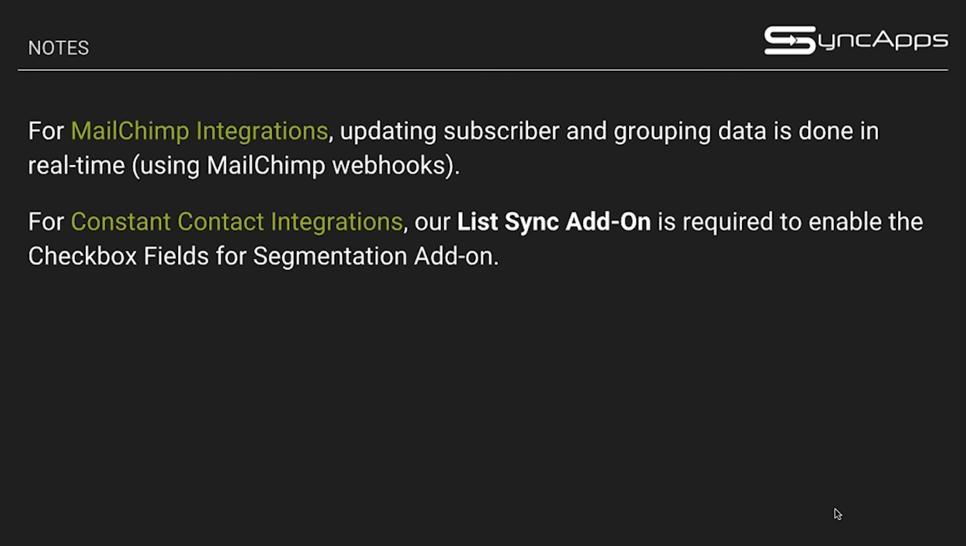Some side notes here. For Mailchimp integrations, updating the subscriber and grouping data is already done in real time. This is because of the Mailchimp webhooks, so there is no need for sync on demand or real-time syncing for this feature. For Constant Contact integrations, however, our List Sync add-on or the Campaign List Sync add-on is required to enable the checkbox fields for segmentation add-on. So the checkbox fields and the List Sync add-on should be tied together for Constant Contact integrations.